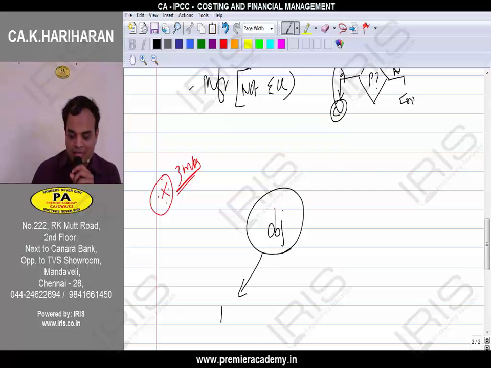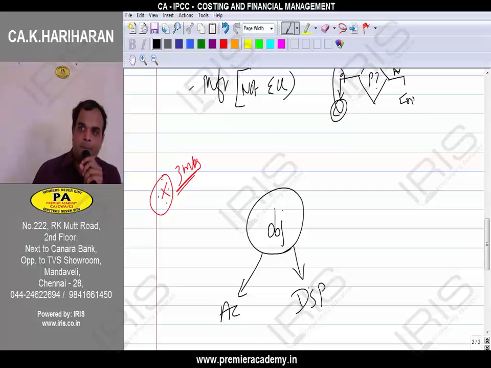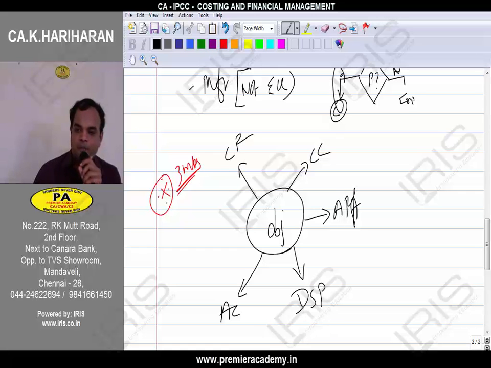First one, ascertainment of cost. Second object, determination of selling price. Third one, ascertainment of profit on each activity. Next one, cost control. Next, cost reduction and decision making purpose. I'll repeat once again.